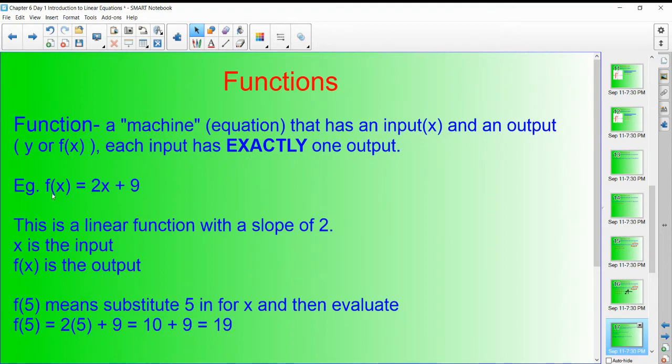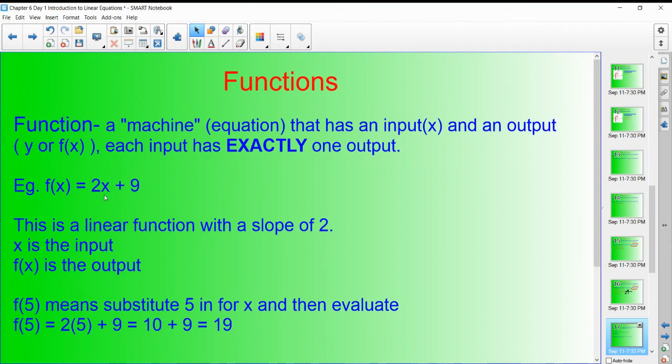Now, for something to be a function, if I put in an x, only one thing can come out. So let's look at this example. F of x equals 2x plus 9. So I'm taking whatever I put in, I'm multiplying by 2, which in this case is my slope, and then I'm adding 9 to it. So if I say f of 5, it means that when I put in 5 for x, what do I get out? So put in 5 for x, I'm going to multiply it by 2, so 2 times 5 is 10, plus 9 is 19. So f of 5, an input of 5, gets us an output of 19.